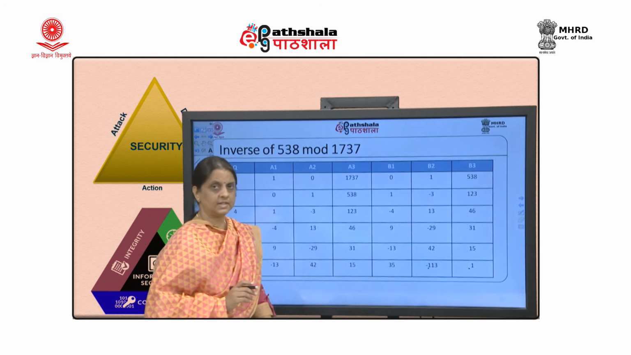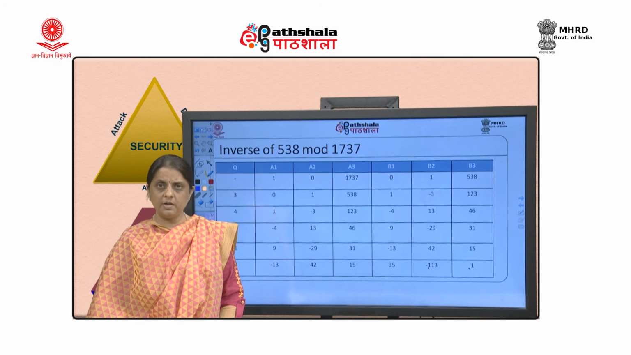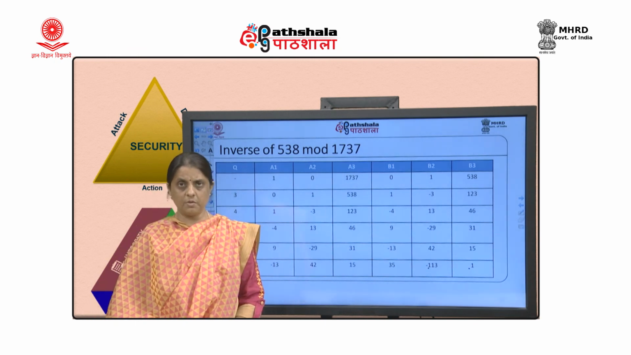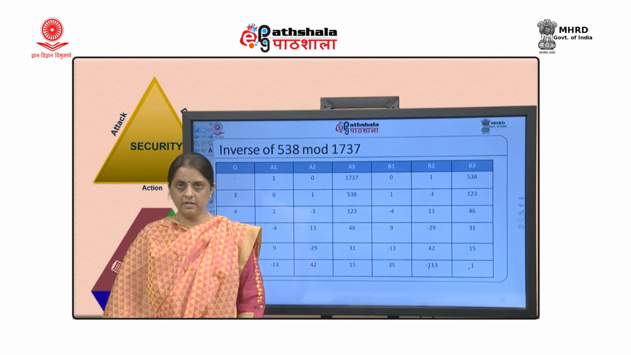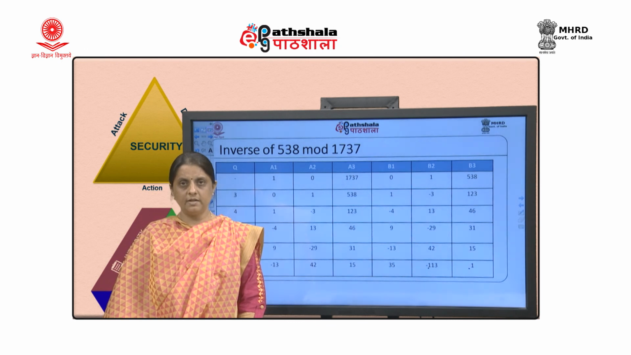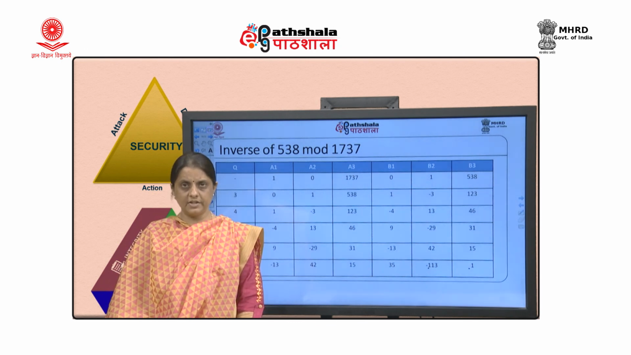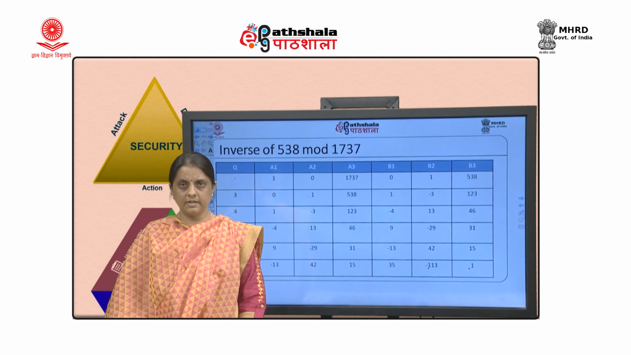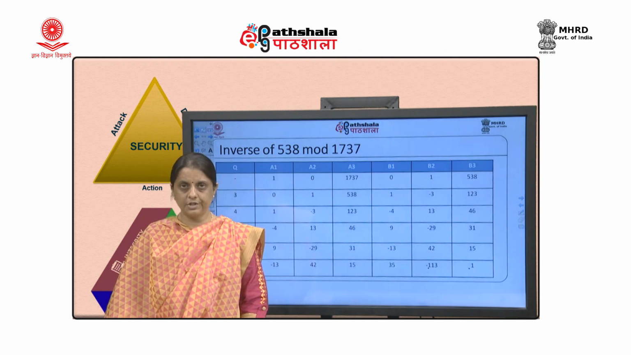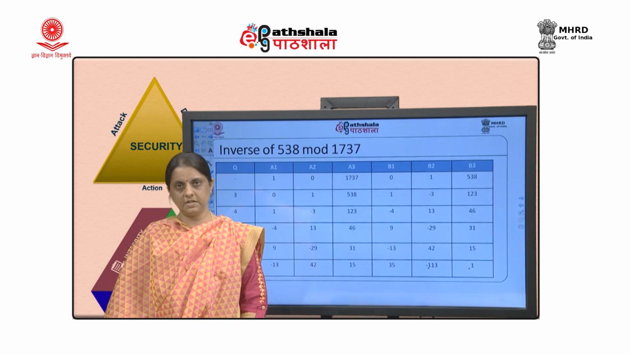So, in this module I gave you an outline of the RSA algorithm and I explained all the mathematics related to the RSA algorithm, that includes the totient function, greatest common divisor and multiplicative inverse.